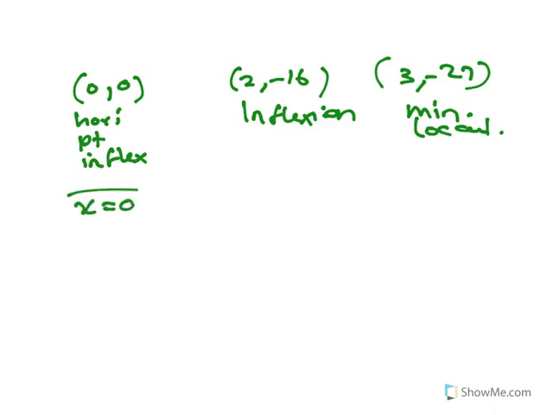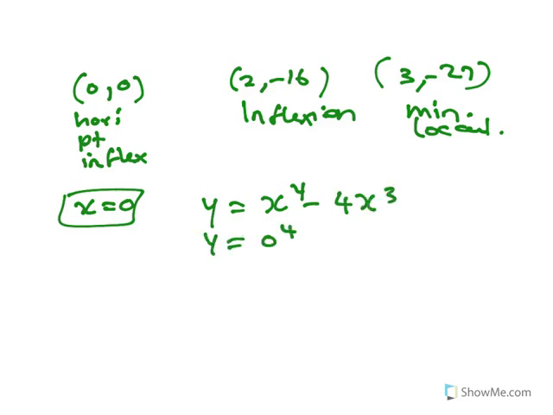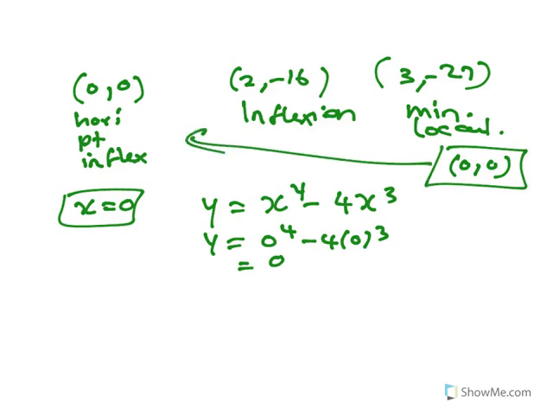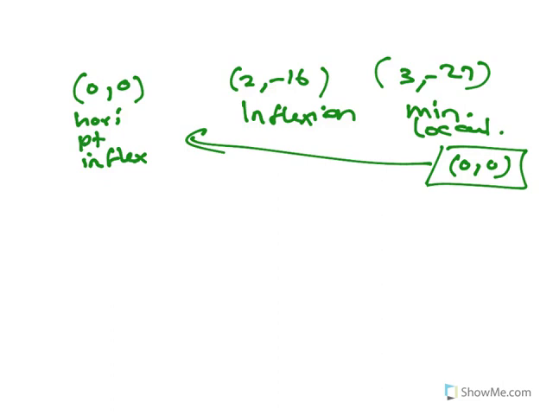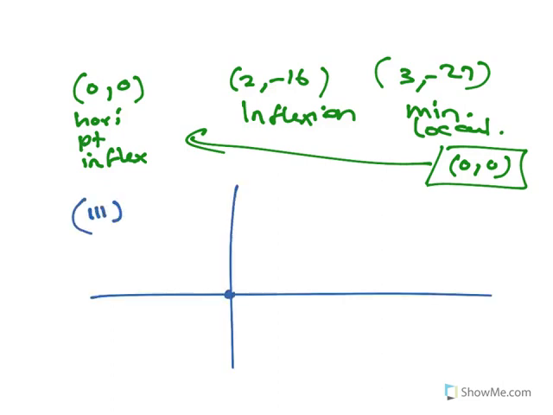You also need to get the y-intercept. So it's x to the 4 minus 4x cubed. If you put x equals 0, you get 0 to the 4 minus 4 times 0 cubed, so you end up with 0. So it's the same as that point there. Alright, so now all we've got to do is just do the third part, which is to sketch it. We've got (0, 0), (1, 2).